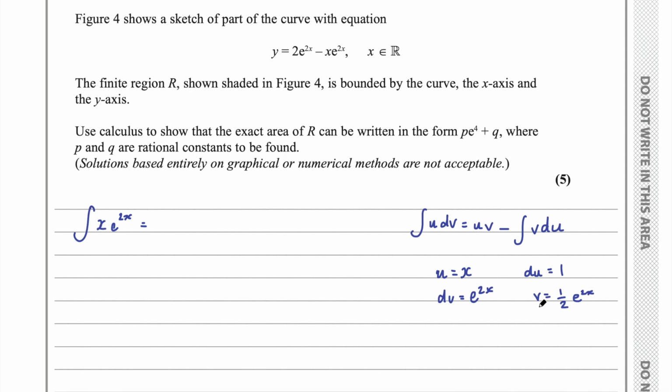So now we have du and v. We can use this formula to work out what the integral of x e to the 2x is. So u is x, v is a half e to the 2x, and then we need to subtract the integral of v, which is a half e to the 2x, multiplied by du, which is just 1. Okay, so I don't need to write that in. So this integral will actually be simpler, because all I have is an e to the 2x. I don't have any x term. So let's keep working with this.